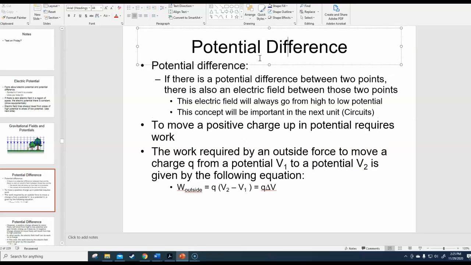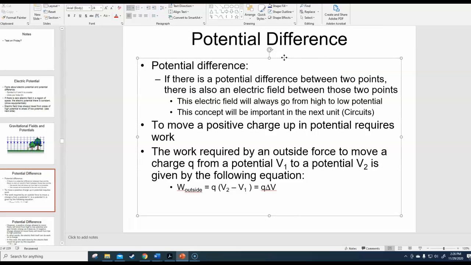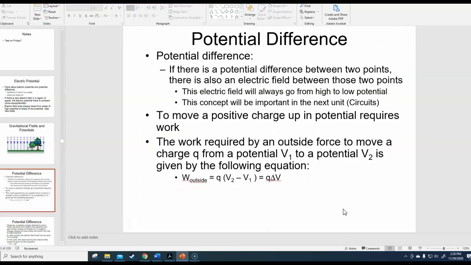Okay, now let's go back and talk more about electric potential. Electric potential difference. We know if there is a potential difference between 2 points in space, there has to be an electric field between those 2 points. That electric field is always going to go from high potential to low potential.